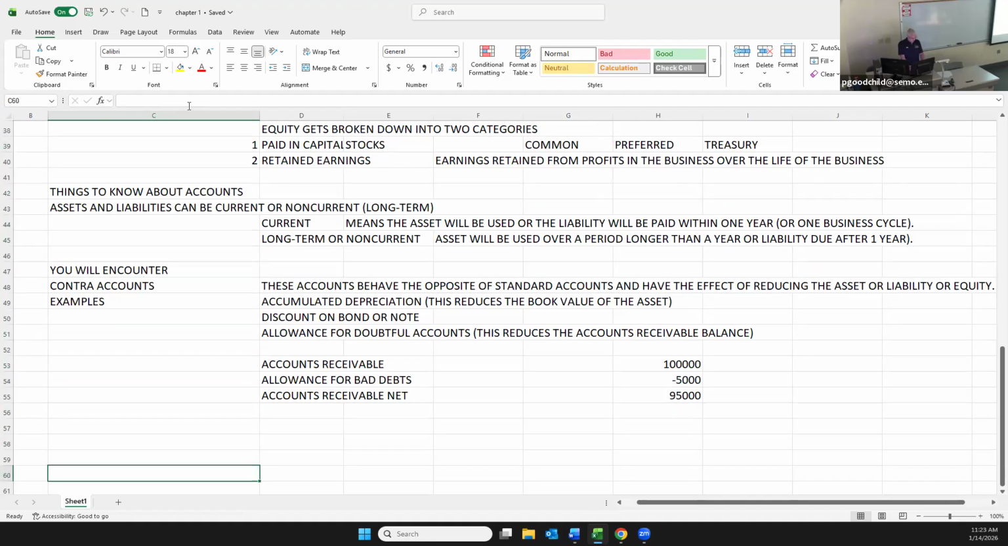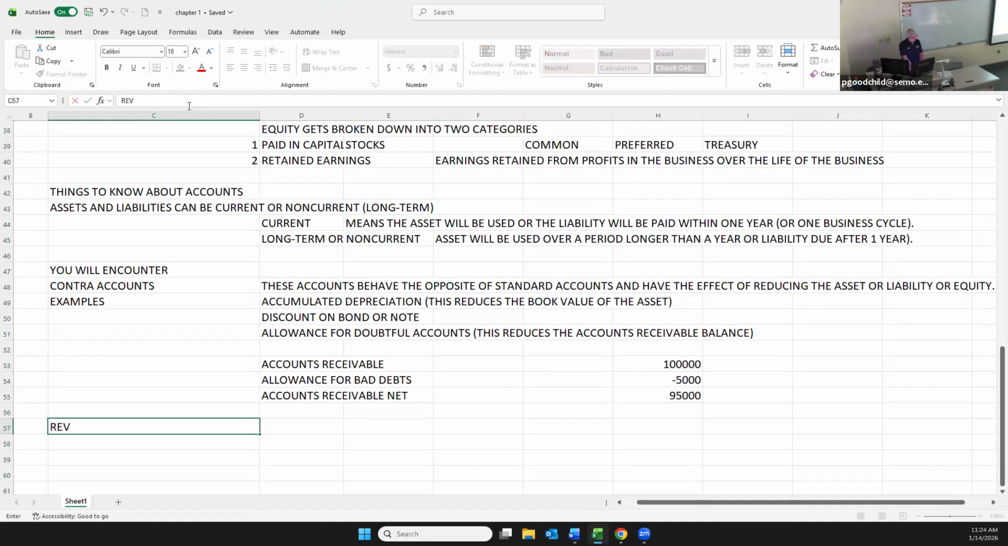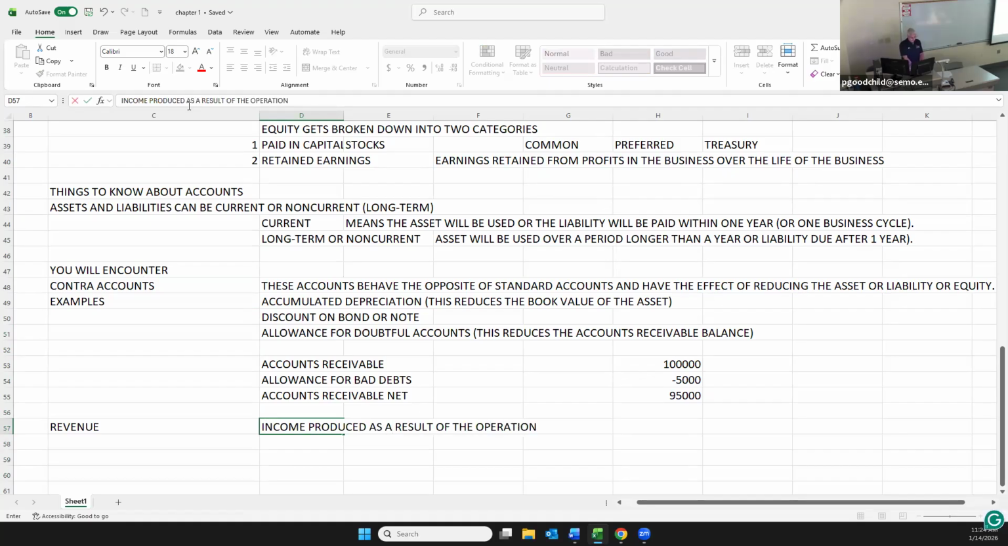Got through 3 there so far. The 4th one is going to be revenue. And this is the income produced as a result of the operation or formation or administration of the business.